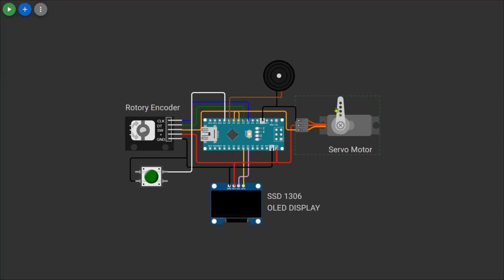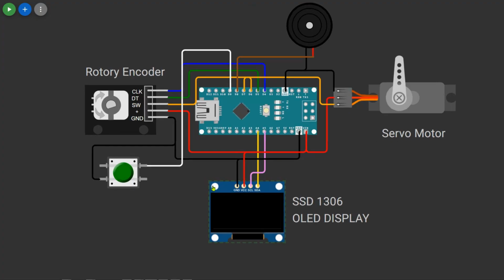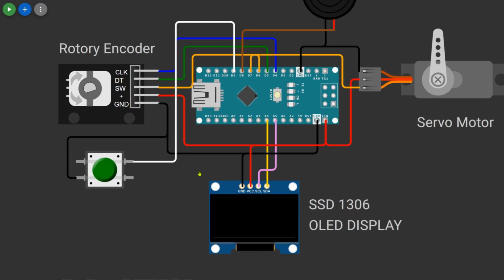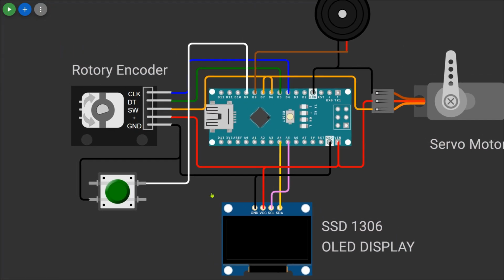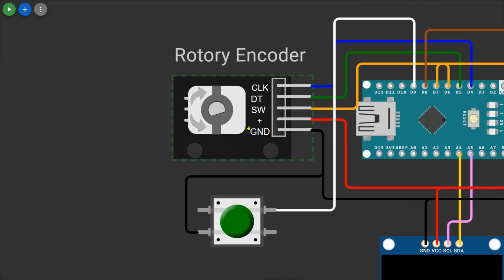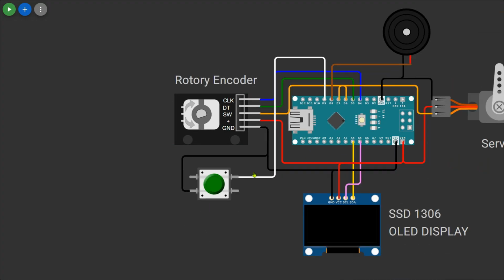So let's get started. Now, let's talk about the parts we need for this project. First, the main component is the Arduino Nano. This is the brain which will control everything. To enter the password, we will use a rotary encoder module. You can turn its knob to change the numbers and press the button to move to the next digit.